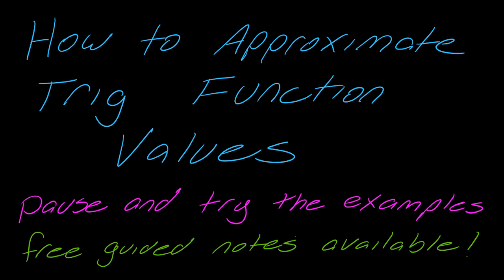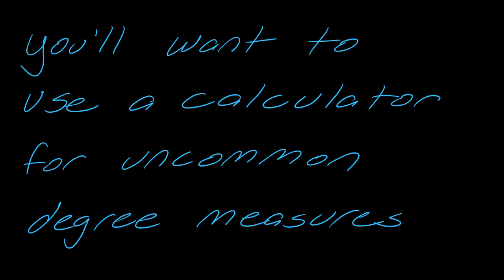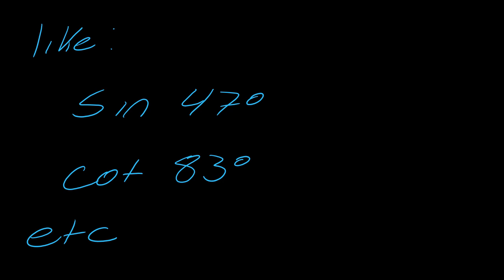All right, so we're going to talk about how to approximate trig function values. You'll want a calculator for uncommon degree measures. So like when we have something like sine of 47 or cotangent of 83 degrees, you're going to just want to use a calculator for that. We've talked about some of the more standard ones, but these types of measures are a little more oddball, I guess.